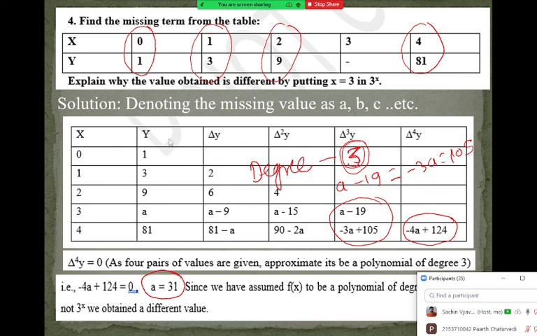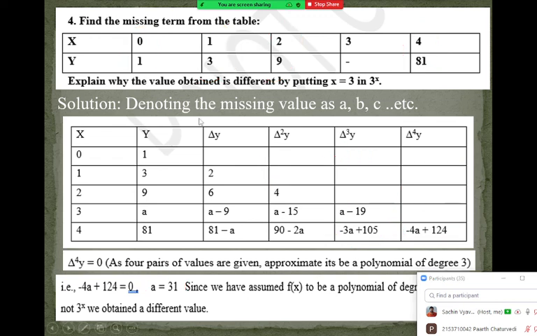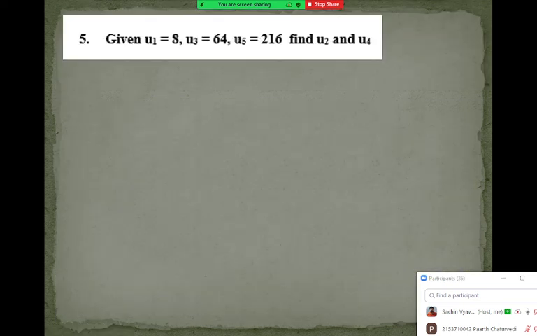Okay, so this is one question here. Next. Here we are given u1 as 8, u3 as 64, u5 as 216, and we need to find u2 and u4. So how many missing values are there? Two missing values. How many pairs were given? Three. Even though some of you may think that x values are not given, u1 means x equal to 1, u is 8. x is 3, u is 64, x is 5, u is 216. So 3 pairs are given.